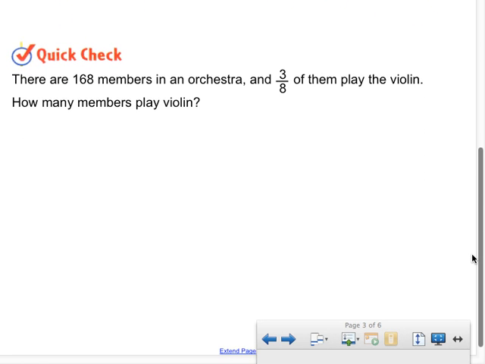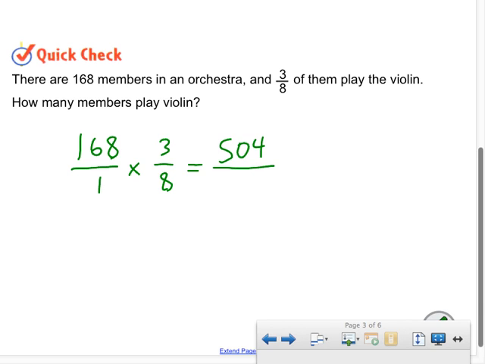Okay, so instead of 168, we're going to do 168 over 1. So we made that into a fraction, and then what are we doing? And then we're multiplying that by 3/8. Okay, very good. And then what do we get for our product? Our numerator is 504. And our denominator is still 8. And that's going to simplify.